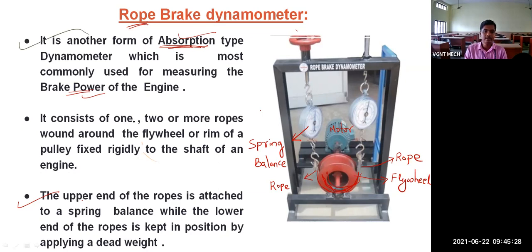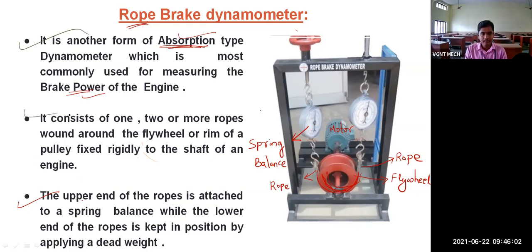Next one, it consists of one or more than one ropes wound around a flywheel. You can see, this is the flywheel, and these are the ropes. These ropes are wound around the flywheel, and it is rigidly fixed with the shaft of the engine. So this flywheel is connected with the engine shaft. Here, this flywheel is connected with a motor, but we can replace this motor with an engine shaft. Engine shaft means crankshaft. It will be connected with an engine crankshaft.